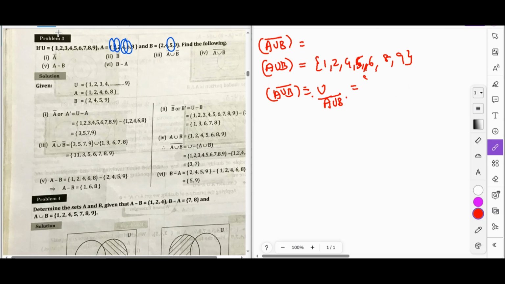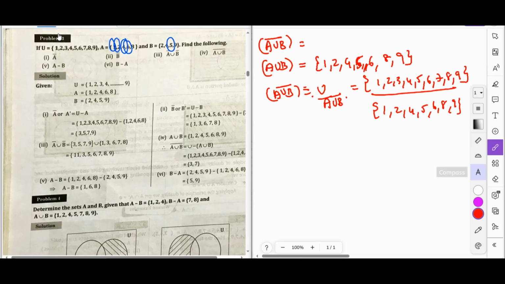That will be U, which is 1, 2, 3, 4, 5, 6, 7, 8, 9, divided by the answer we got, 1, 2, 4, 5, 6, 8, 9. So you'll cancel the like terms which are there. So what are the elements left? It is 3 and 7. So this is A union B whole complement.